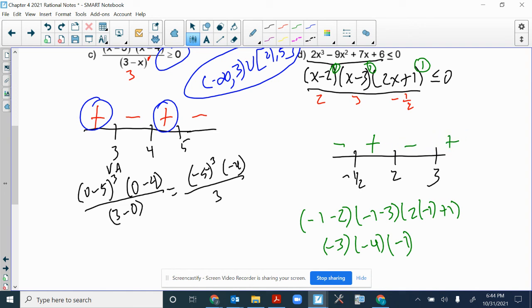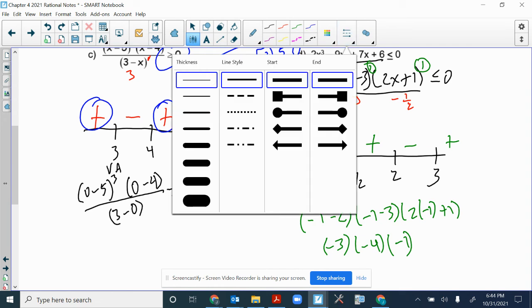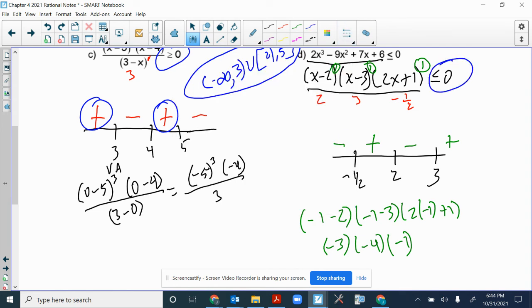Okay, and then our last thing again is to actually get our answer, which is the negatives. And this time, because it's a polynomial, there are no verticals, so I do not have to worry about them. So I just say, I include -1/2, and then I will include 2 and 3. And there is my final answer.